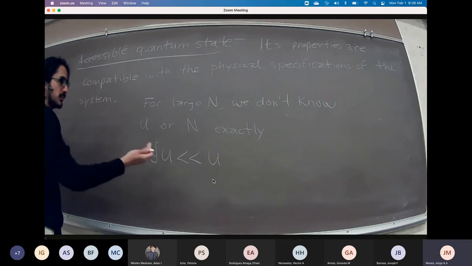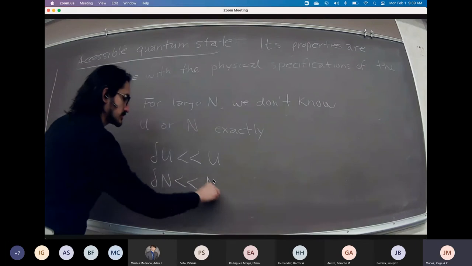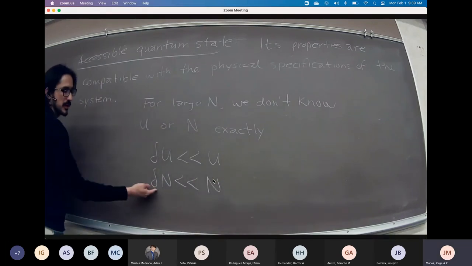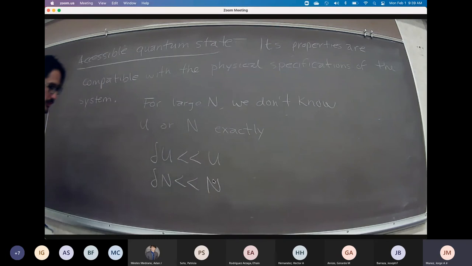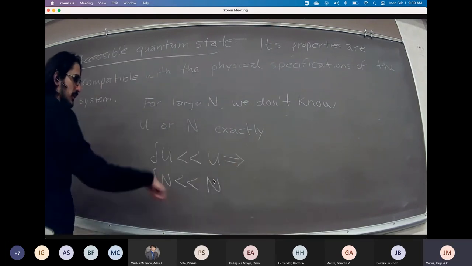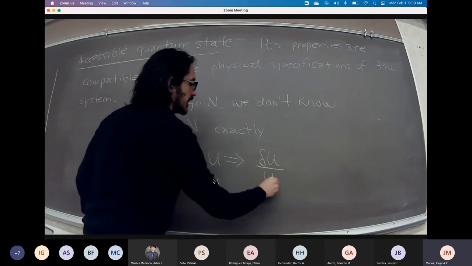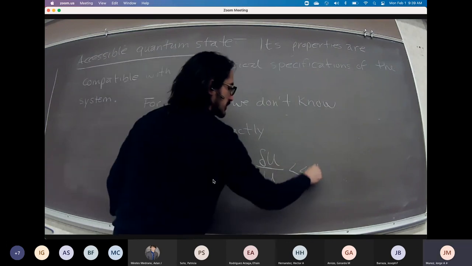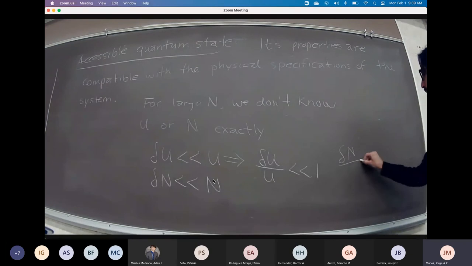Just like we saw with the number of spins, right? So the number of spins is related to the spin excess, and it's always much smaller than the total number of spins. So if you divide this one by U, you just get that any fluctuation in the energy is much smaller than one. And any fluctuation in the number of particles is much smaller than one.